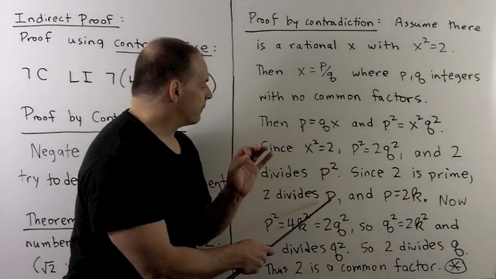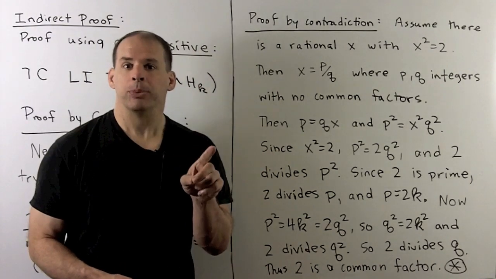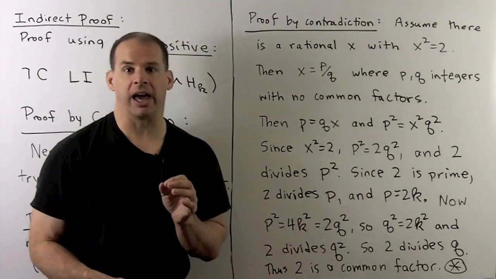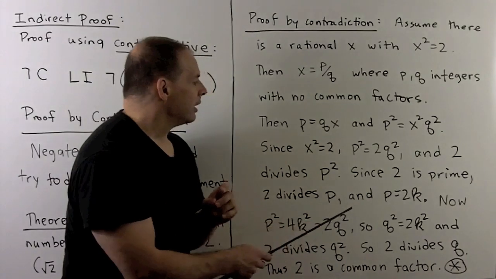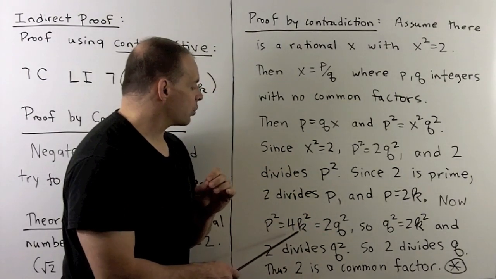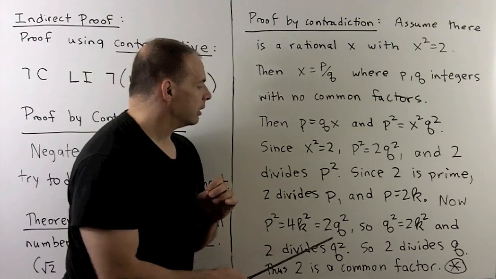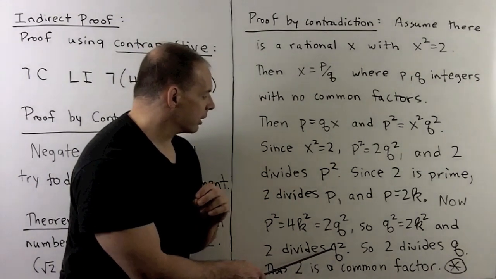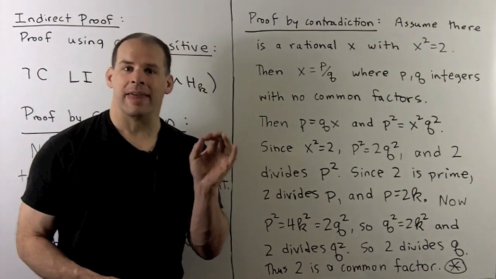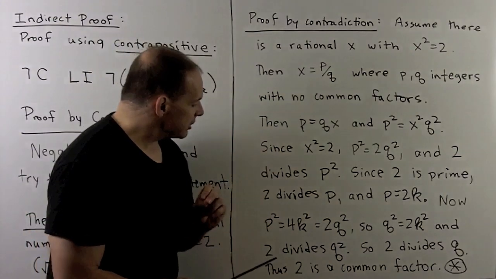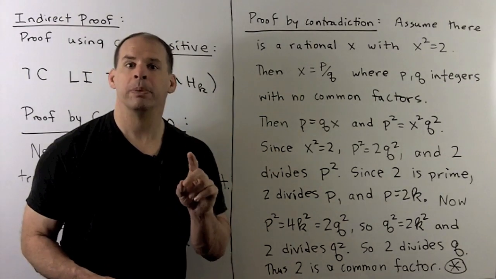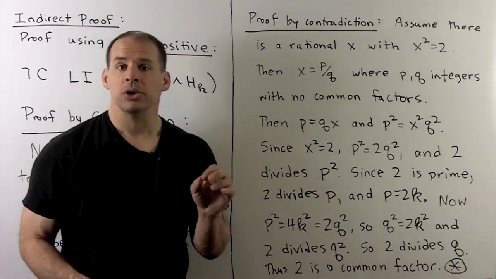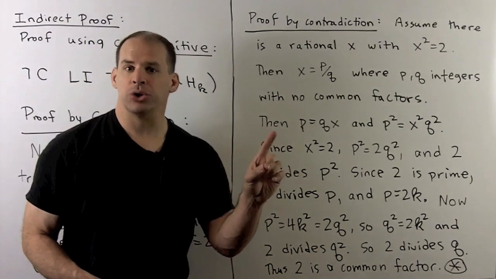So, from what we've seen before, to have 2 dividing p, or having p an even number, just means that p is equal to 2 times k for some integer k. Now, that means p squared is equal to 4k squared, but it's also equal to 2q squared. So I have q squared is equal to 2 times k squared, and that means that 2 divides q squared. As before, that means 2 divides q, and that means 2 is a common factor of both p and q, a contradiction to the fact that our rational number is in reduced form. So contradiction, that means our conclusion is true.